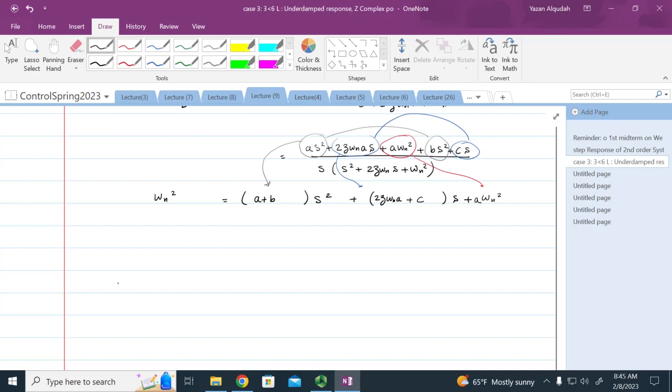This side equals this side. Here I have only omega n squared. Okay, I'm going to come to the constant here. I have a omega n squared. What does a have to equal to? 1.